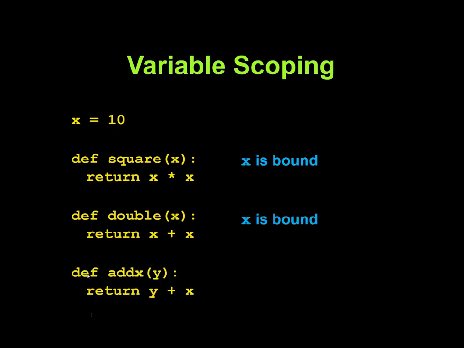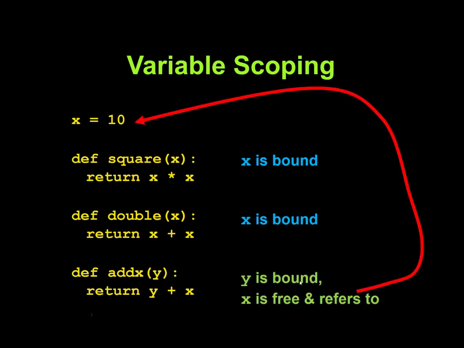Next, define add x, y, return y plus x. So y is a formal parameter, so y is bound and y is here. And what about this x? This x appears for the first time, and it is not bound to this function, so this x is indeed referring to this x equal to 10. So y is bound, x is free and refers to this x.